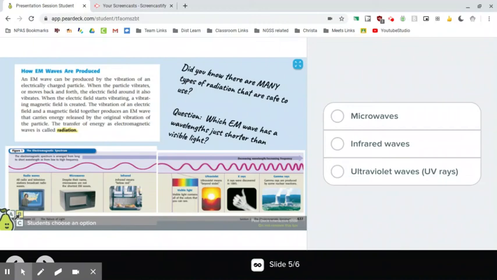I apologize. We would have so much more time to talk about all the different types of electromagnetic rays, but I am excited to just talk about these 7 categories.